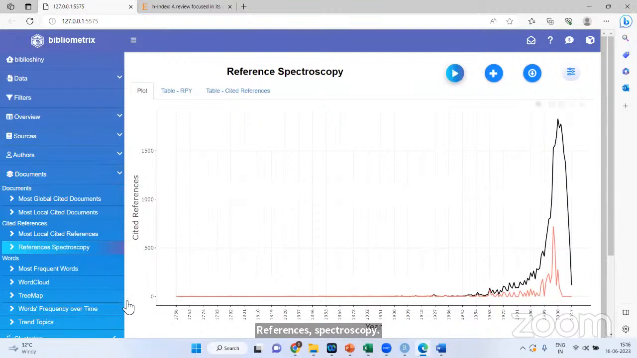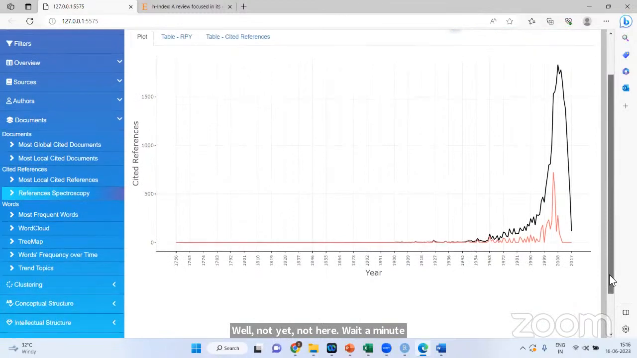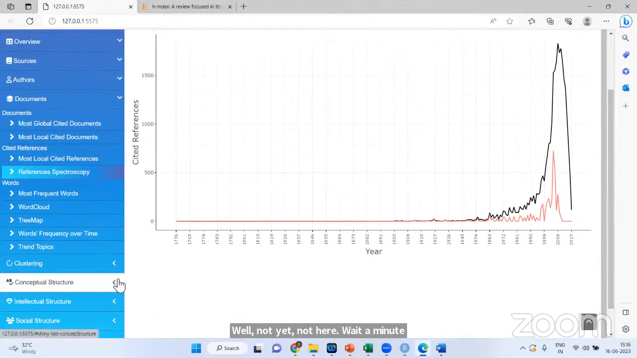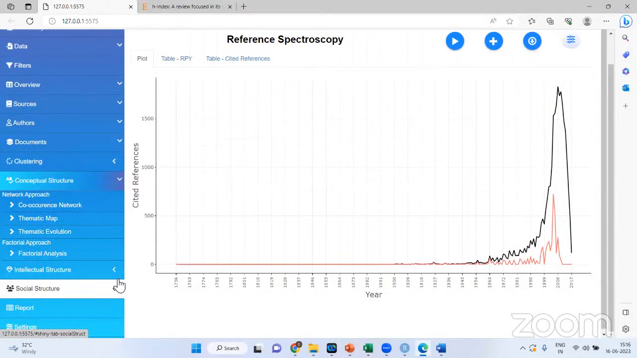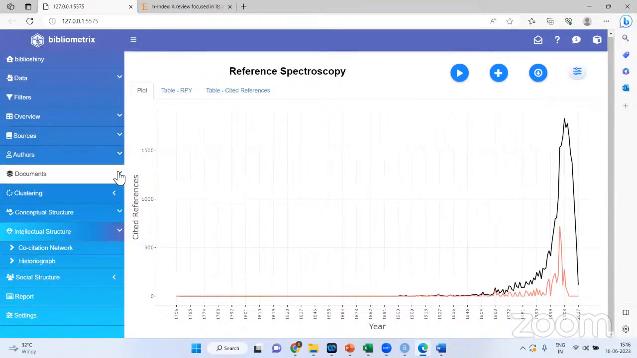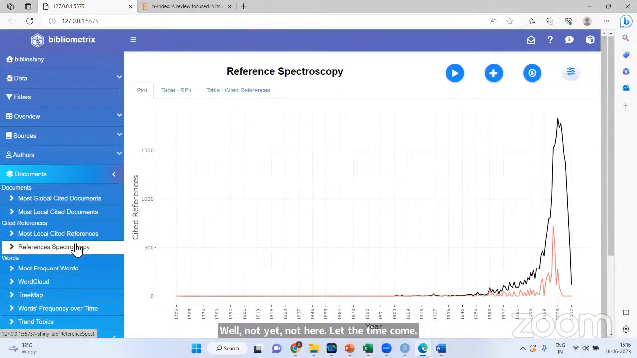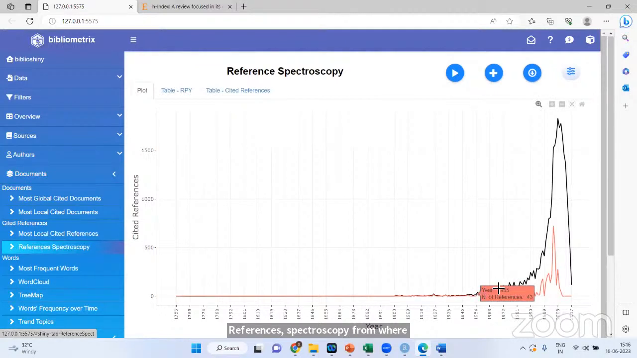No, not here, not here. Wait a minute, not here. Let the time come. References spectroscopy. From where the term was coined, in which year it was at its peak, and then the downfall.